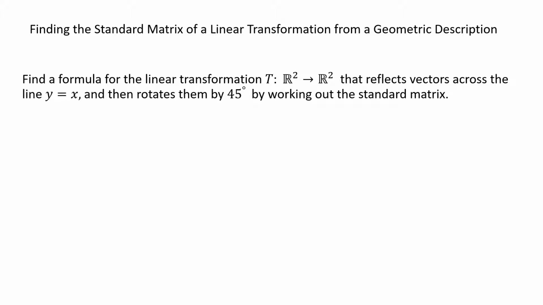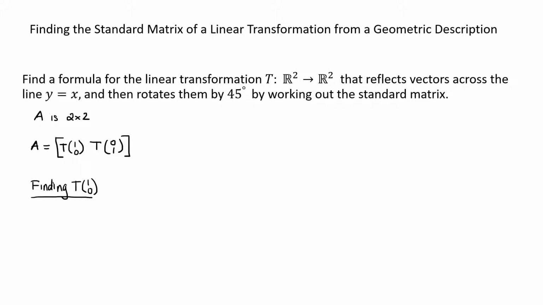Okay, so let's try this out. We want to find the standard matrix for this linear transformation. Because it's mapping from R2 to R2, A is going to be 2 by 2. And A is going to have, the first column is going to be what happens to the vector 1, 0 under this transformation. And our second column is going to record what happens to the vector 0, 1 under our transformation.